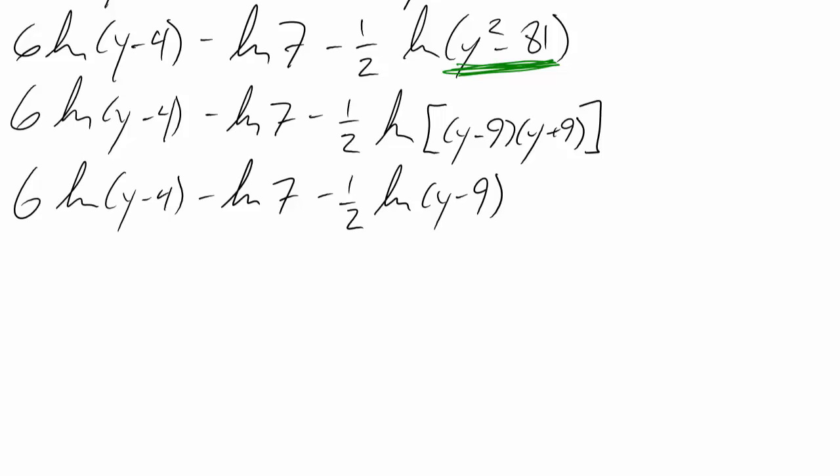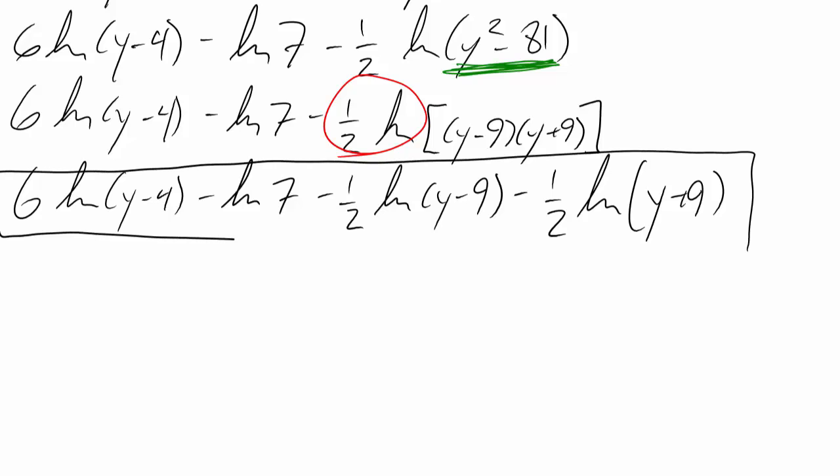And again, because of the negative 1/2 being in front of the natural log back in our previous step, we have to distribute that minus 1/2 again to both parts of that separation and have a negative 1/2 natural log of y plus 9. At this point we would look to see if there are any other things we can split or possibly even combine like terms, but we cannot. So our final answer is this whole monstrosity here: 6 natural log y minus 4 minus natural log 7 minus 1/2 natural log y minus 9 minus 1/2 natural log y plus 9.